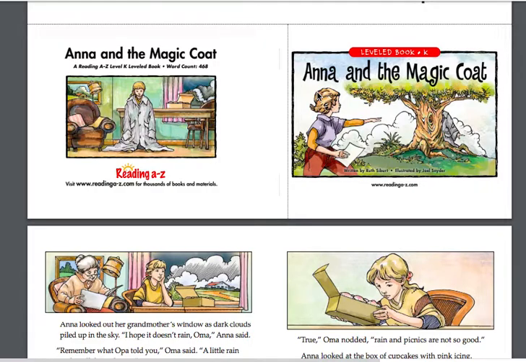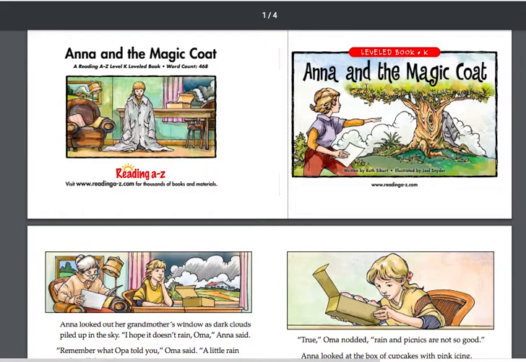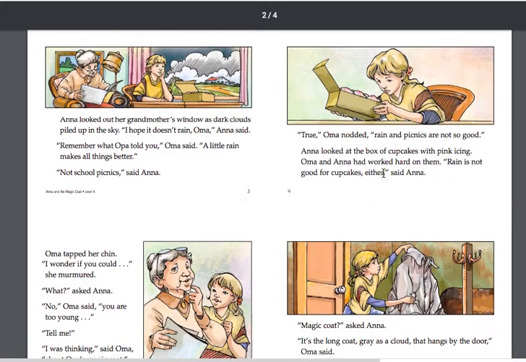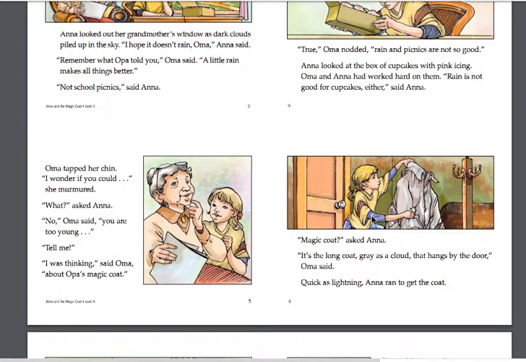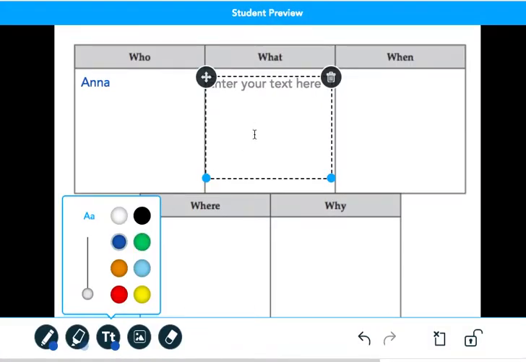And if you're having a little bit of trouble, sometimes you can look at the title, you can look at the pictures, you can read the pages where important things happen. And I know here there's a lot about the magic coat. So what is happening is wearing Opa's coat. So here I'm going to write wearing Opa's coat, because that's a big part that drives the story.